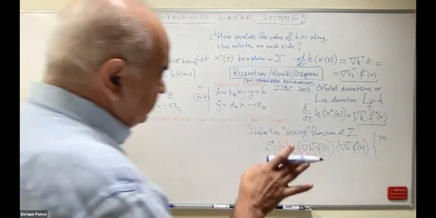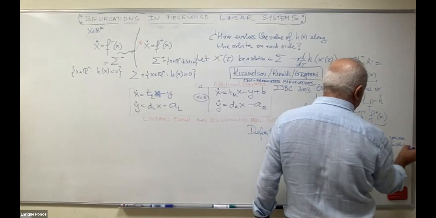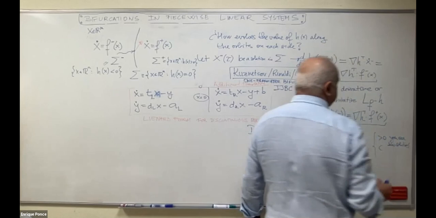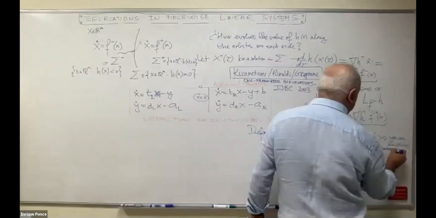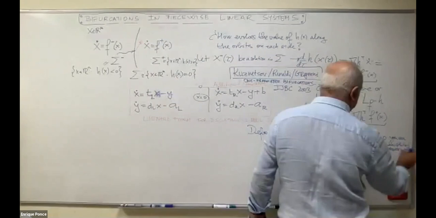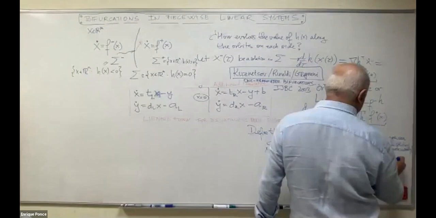So you can sew the solutions, or as Professor Carvalho said yesterday, concatenate in a natural way the solutions. However, when this sliding function is negative, you cannot concatenate.